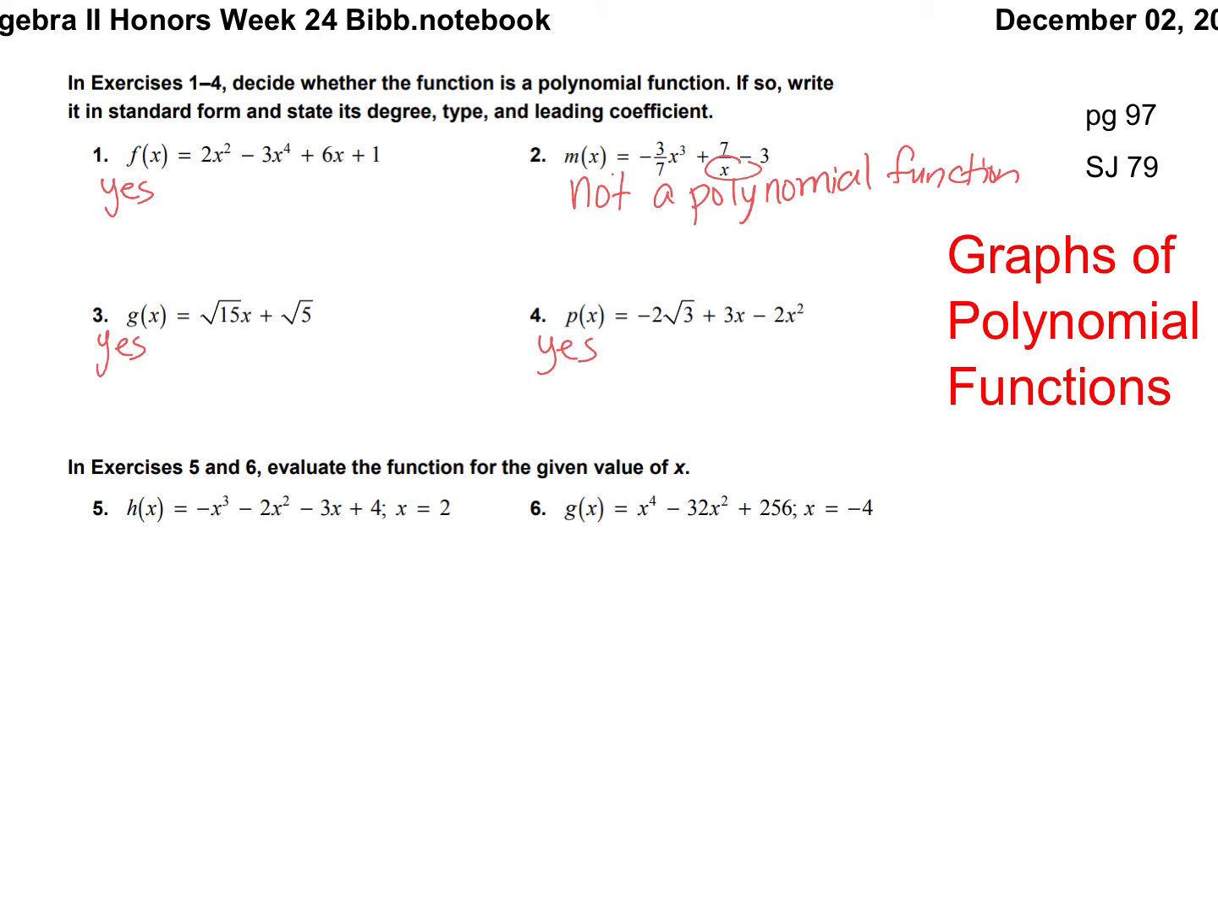Write it in standard form, which means you put it in descending order. Number 1 is already in standard form. I'm going to put standard form and put a check mark.